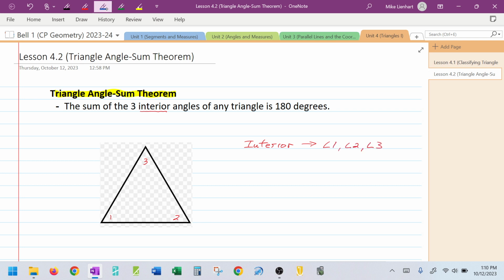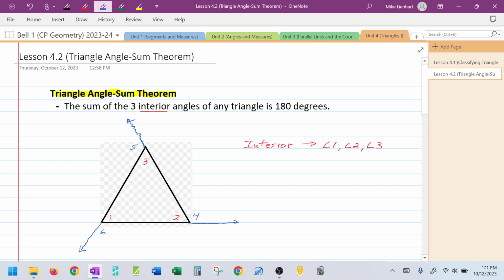If I were to take each side of a triangle and extend it out, extend the one up on top, extend that out. Take the one on this left side and extend that out. That creates exterior angles to the triangle. 4 would be an exterior angle to the triangle. 5 is an exterior, and 6 is an exterior.